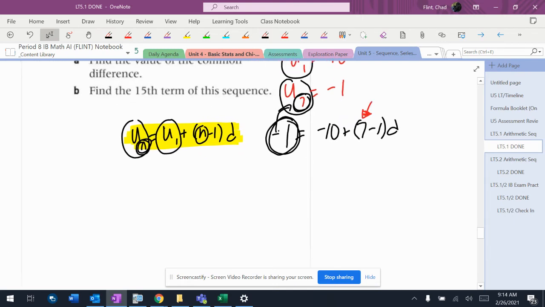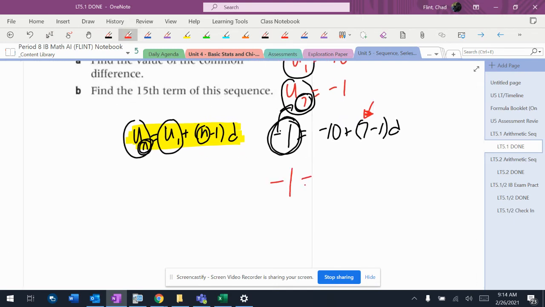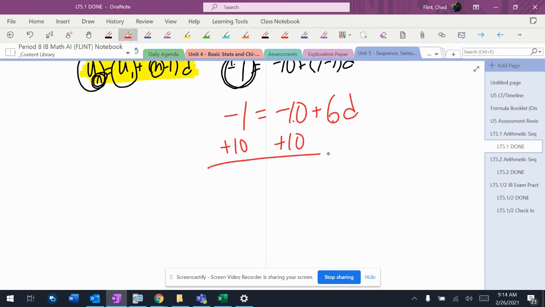So this is going to become negative 1 equals negative 10 plus 6d. You cannot do negative 10 plus 6 because that's going to be the wrong order of operations. So this is an equation. I'm solving for d, so I'm going to add 10. And then I'm going to get 9 equals 6d. And I'm going to divide by 6. And I'm going to get d equals.